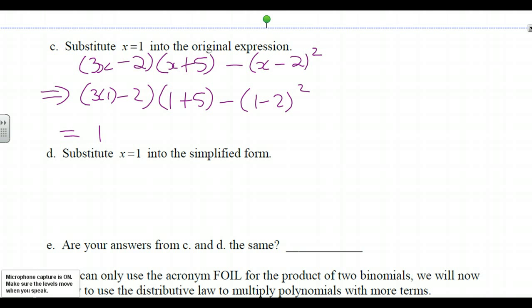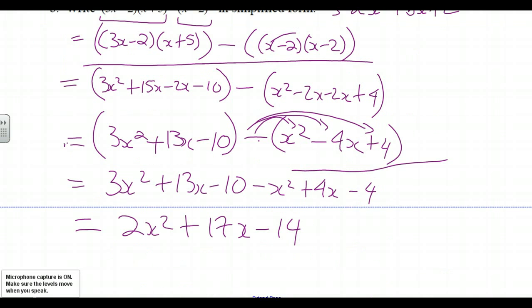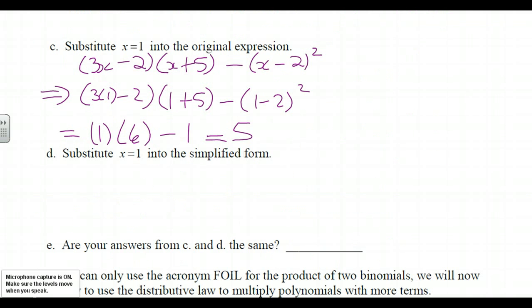So 3 minus 2 is 1. Times 6 minus negative 1 squared is 1. I guess I could write an equal sign there. Okay, so I get 5. Now, substitute x equals 1 into the simplified form, which is down here, so I gotta look. 2x squared plus 17x minus 14.